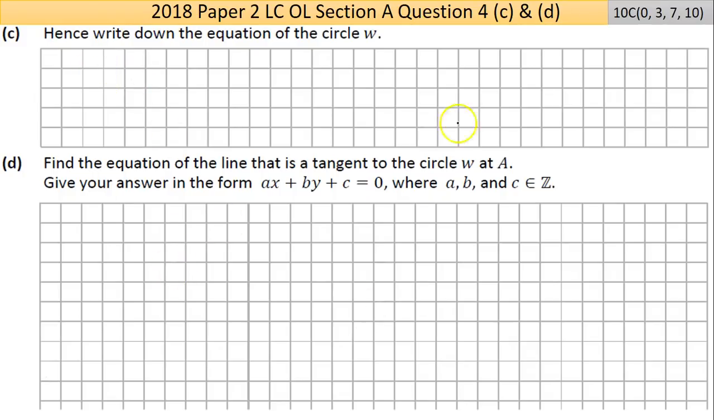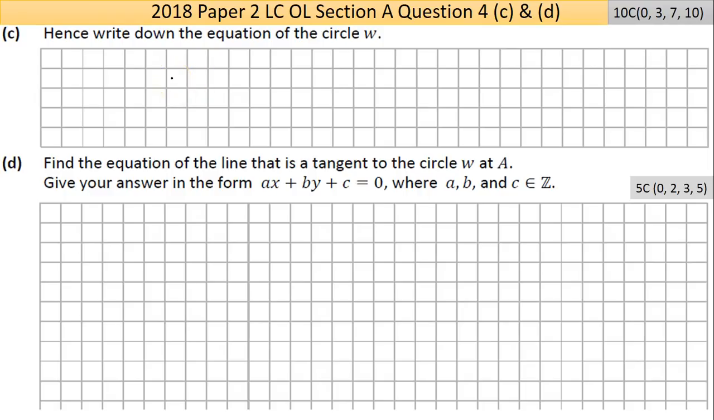Now part C and D here. Part C is worth 10 marks and part D is worth 5 marks. I realized I hadn't put the 5 marks in here, so I just put it in there a second ago, so excuse the jump in the video. So part C here says, hence write down the equation of the circle W. Now there's a formula given in the maths tables, and that involves the equation of the circle.